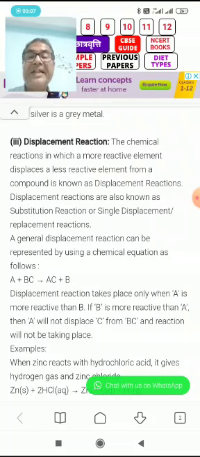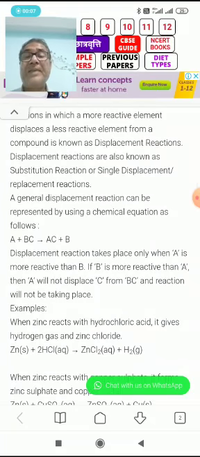Here is a general example. A plus BC gives AC plus B. In this reaction, A displaces B to form AC plus B. Here A is more reactive than B because only more reactive element can displace less reactive element.